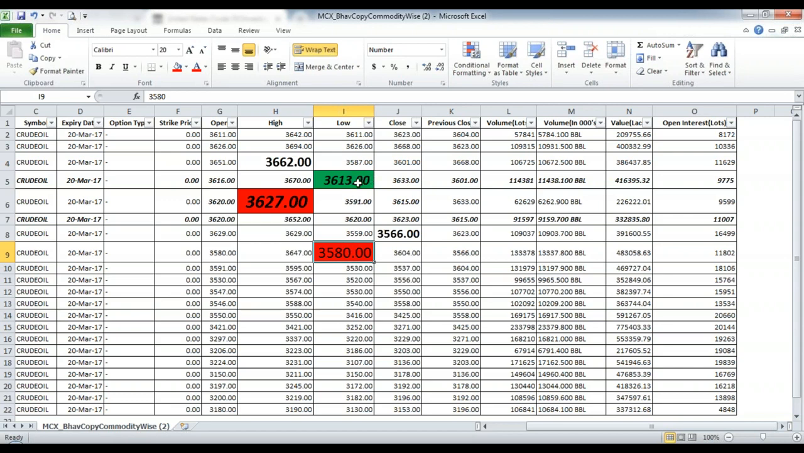Now let's see, when this support was created and it broke down, right? It is a complete breakdown. Okay, let us look at this particular data, which is 3629, right? So look at this day. Did it open above this low?